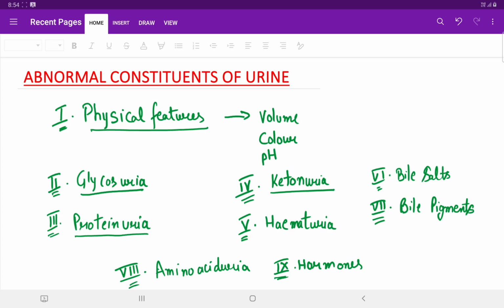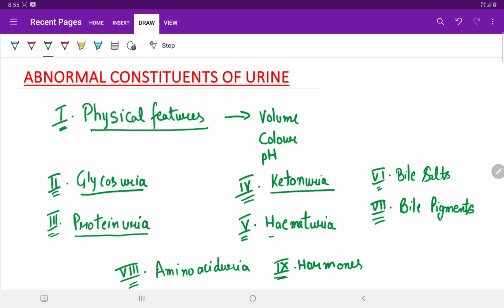color and the pH. Then comes glycosuria, which is the presence of reducing sugars in the urine. Proteinuria determines the presence of proteins such as albumin. Then comes ketonuria, which is the presence of ketone bodies such as acetone, acetoacetic acid and beta hydroxybutyric acid. Then comes hematuria, which covers the presence of blood in the urine.